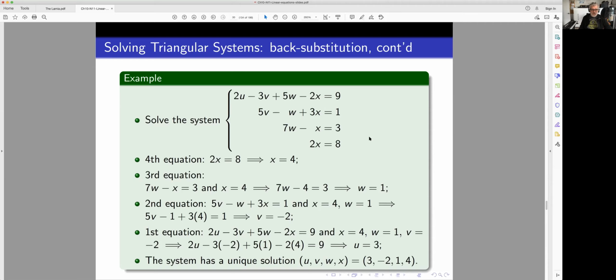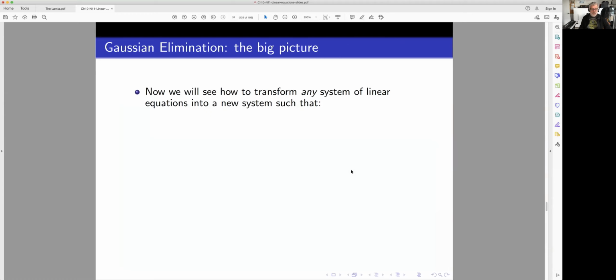Okay, so now today our goal is to see how we can transform a system into triangular form. That'll be the theme of today's lecture. Okay, so again, I've gone through these slides briefly last time. Let's do it again.